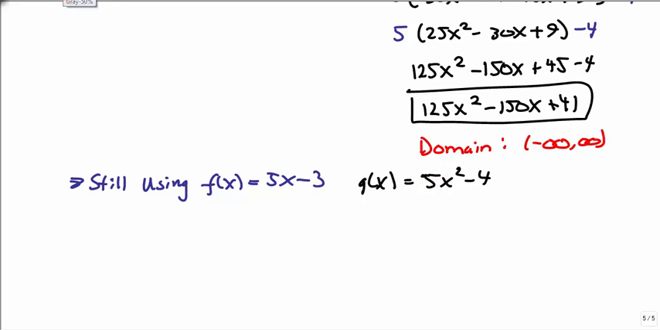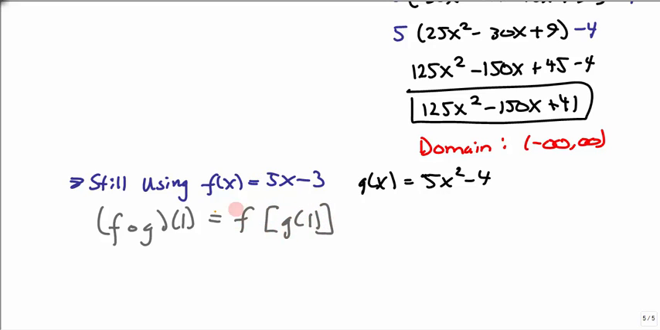Okay, so now let's look at these in terms of evaluating functions. Let's look at f of g of 1. Okay, so this means I will plug 1 into g and get an answer, and then I'll take that answer and plug it into f. So f of g of 1. So I start and I plug the 1 into the closest value to it. So g of 1 in this particular case is going to be 5 times 1 squared minus 4.